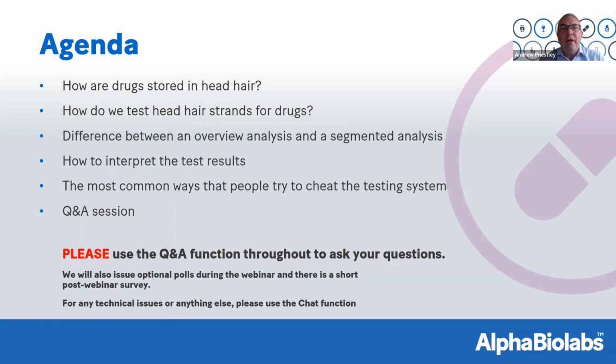In terms of the agenda, we'll start by answering two questions. How are drugs stored in head hair? And how do we test head hair strands for drugs? We'll then look at the difference between an overview analysis and a segmented analysis and how to interpret the all-important test results. We'll then finish by looking at some of the most common ways that people try to cheat the testing system, and then there will be a Q&A session as well.